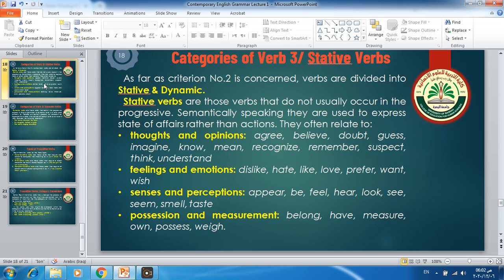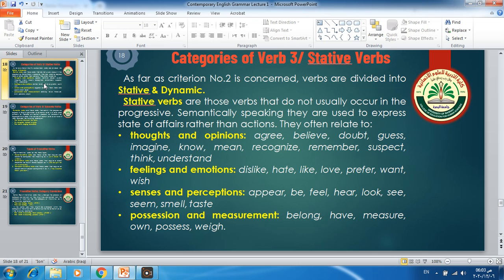They tell us about states of affairs. Now these verbs, the stative verbs, are used to speak about or relate to thoughts and opinions, feelings and emotions, senses and perceptions, possession and measurement. So these are the categories of stative verbs.